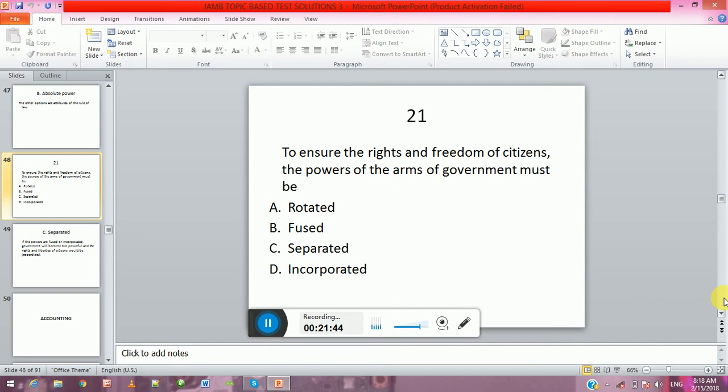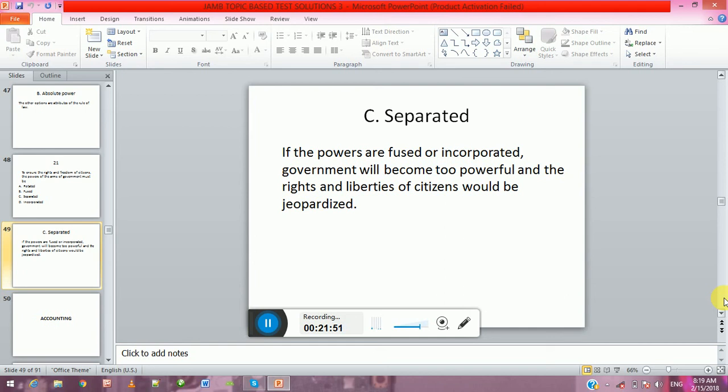So every day you hear about separation of power. It is very, very important so that everybody's rights will be protected. If the powers are focused and incorporated, government will become too powerful and the rights and liberties of the citizens will be jeopardized.